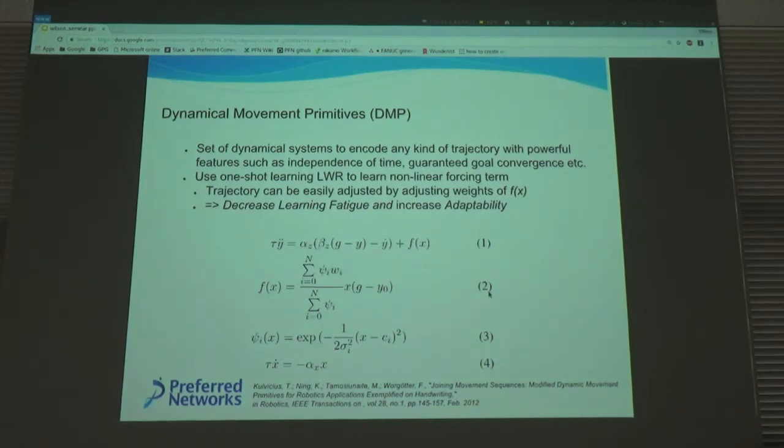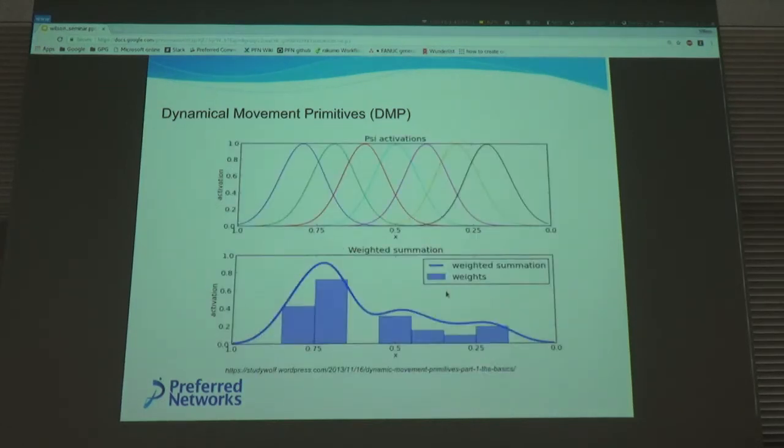And so the forcing terms will basically look like this. So we have Gaussian functions over here, we have the weights. The weights are multiplied by the Gaussians, they're all summed up, and this will be an example of a trajectory that we might want to follow.